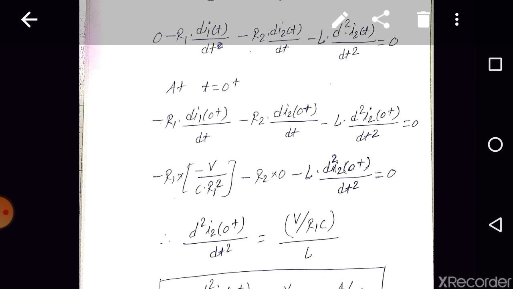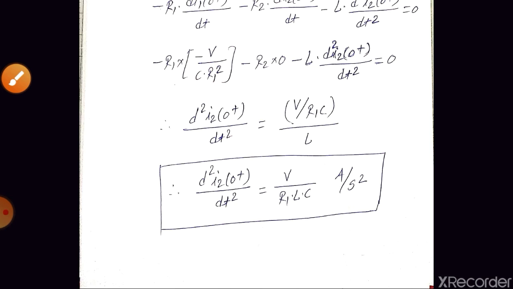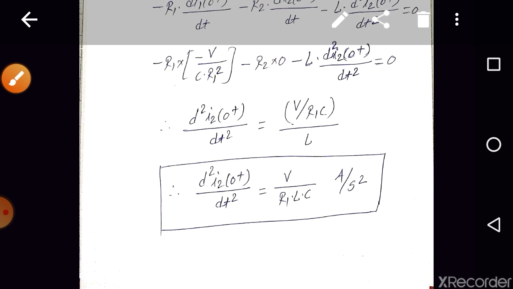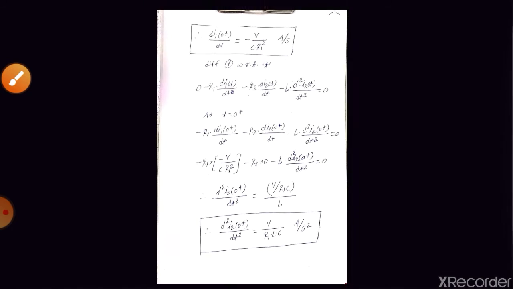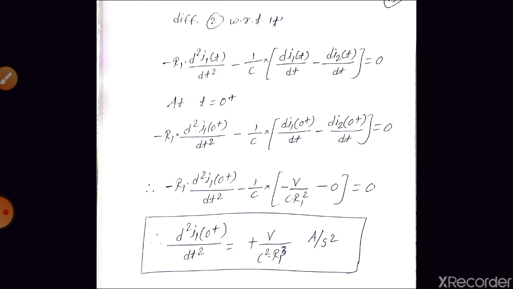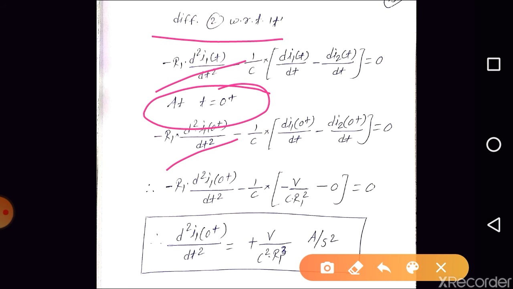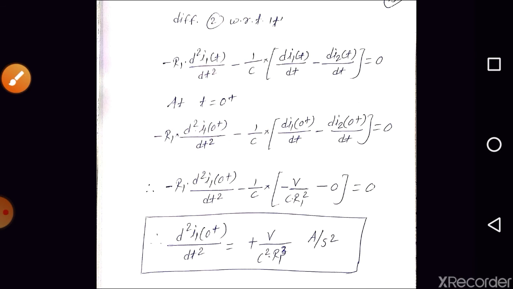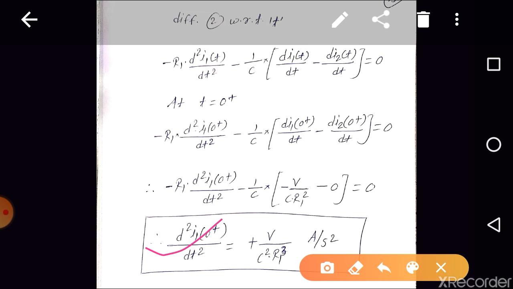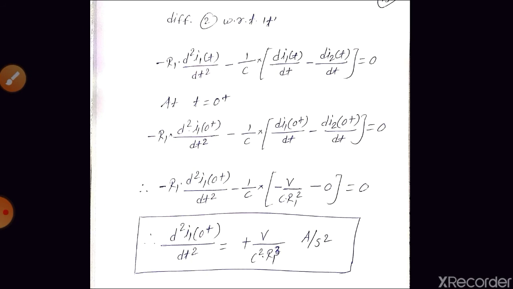Yes, and further simplifying at t is equal to 0 plus, same steps we are repeating, and we will be getting the d2 I2 of 0 plus by dt square, right. The unit is ampere per second square. Next, again, in order to find d2 I1 of dt square, we have differentiated equation 2 with respect to time, okay, differentiating and at t is equal to 0 plus, right, and after that we are putting the values of these two terms, okay. So we can get the d2 I1 of 0 plus by dt square, right. Next, so this is about the one example.